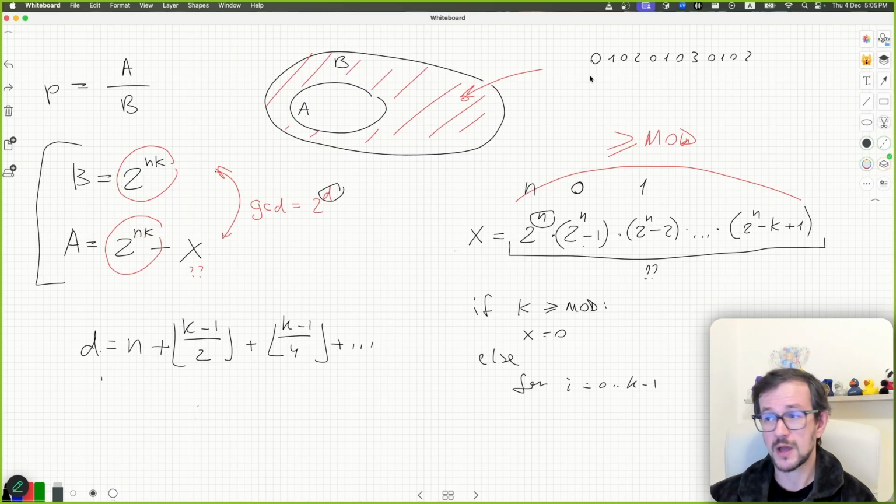Lagrange formula. Okay, I don't know these special terms. Probably it has some name. Everybody in math has some name.